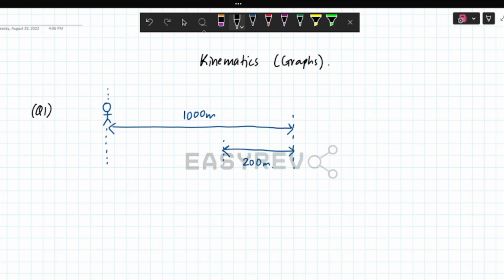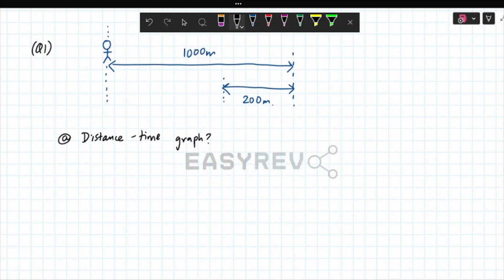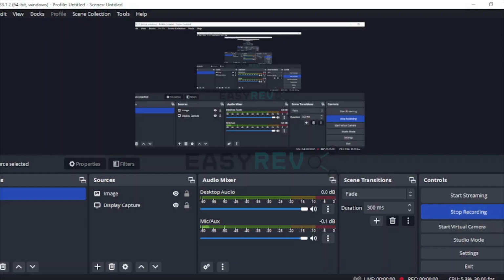But now let's change the question. Now, suppose I ask you to represent this motion on a distance time graph. How would we do this then? Well, it's just a matter of breaking down the descriptive diagram given above in a way that we can draw it graphically. So let's first draw our axes. You have distance on the y-axis and time on the x-axis.